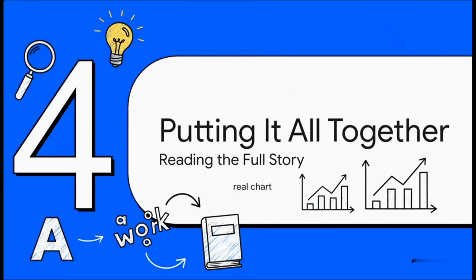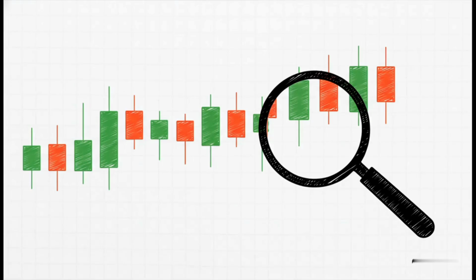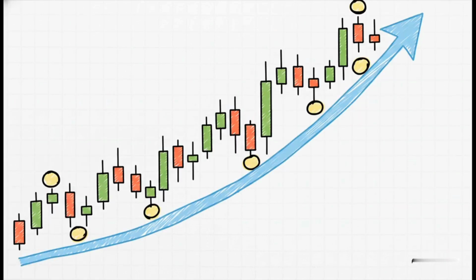Okay, moment of truth. We've learned the letters, we've learned the words, and we've learned the grammar. Now let's put it all together and actually read a full sentence on a real chart. So here we go. Don't worry about what company this is or what it does. That doesn't matter for this. Our only goal here is to use our brand new language skills and see what story this chart is telling us. First things first. What's the general direction? If we just step back and look at the whole picture, we can clearly see a pattern of higher peaks and higher valleys. So the main word here is definitely uptrend.